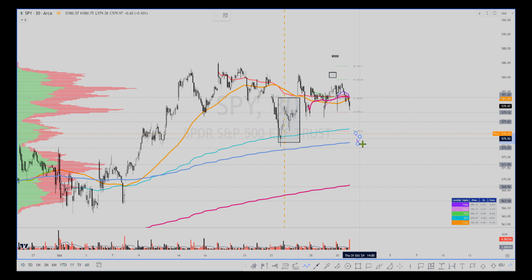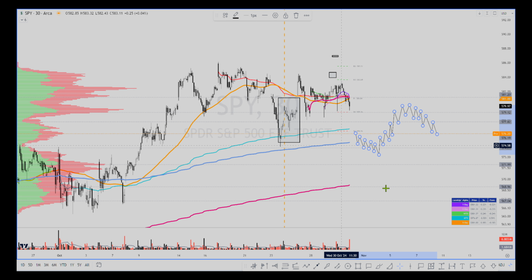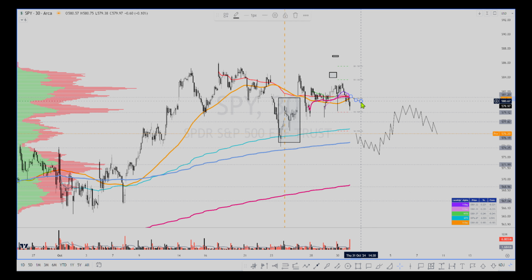So let's see if we get a little bit deeper pullback, get shorts really confident, then start to get a little bounce here, and then we'll see if the dust could settle down and potentially look for something like this. And at that point in time, the 5-day moving average is going to start to flatten out and then decline. So maybe this 5-day moving average, as it starts to flatten out and decline, starts to look something like this.